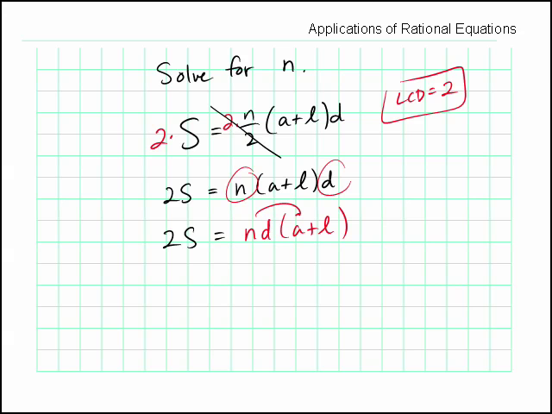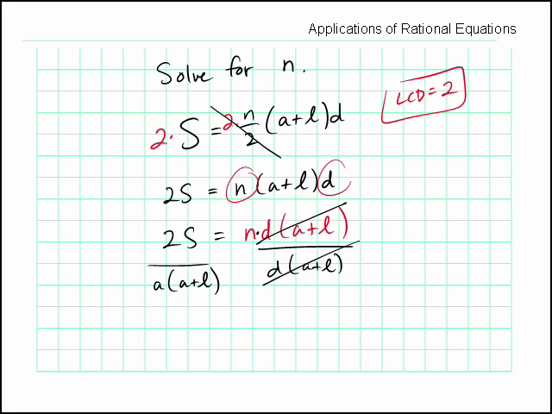Or actually, wait a second. We do not need to distribute it in. This is just multiplication: n times d times a plus L. So all I've got to do is one last step. Divide both sides by d times a plus L. This will all cancel away.